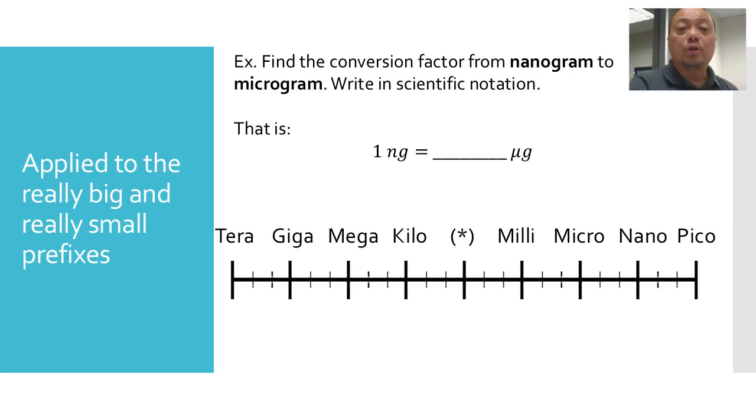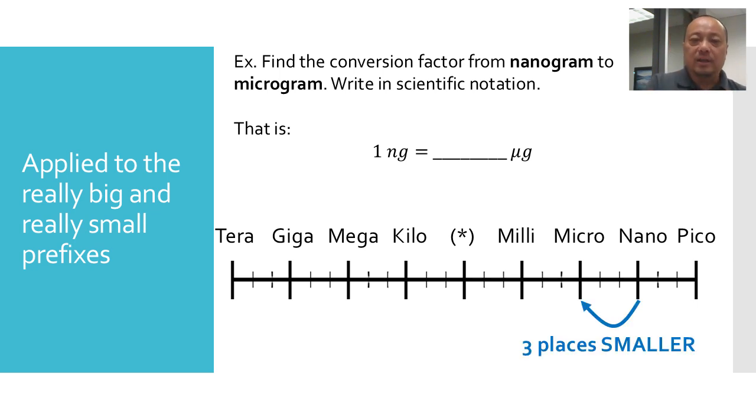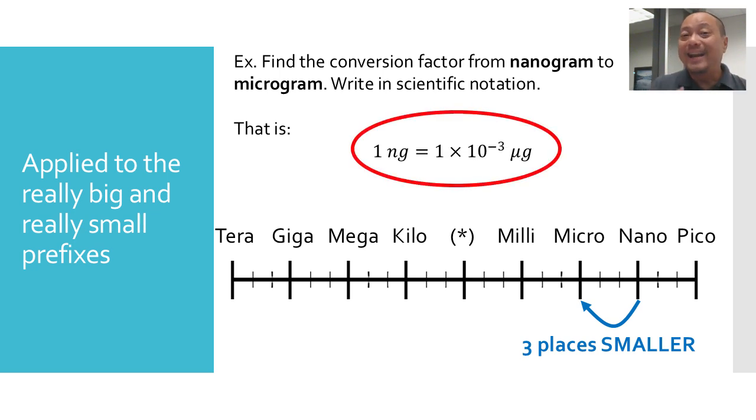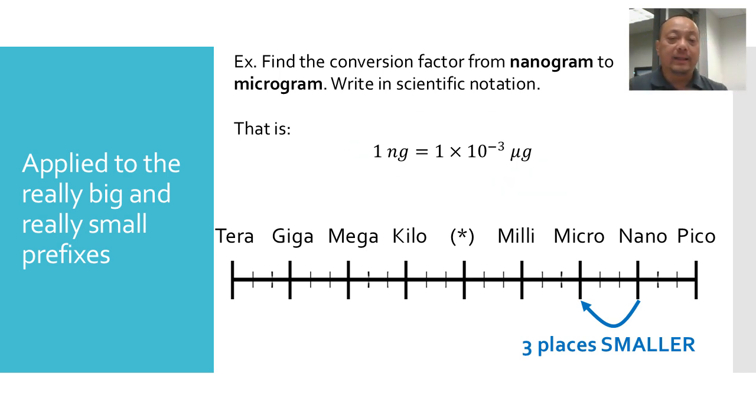Let's do one the other way around, from a small unit to a larger unit. Find the conversion factor from nanogram to microgram. 1 ng equals how many mu g? It is 1,000 times smaller, 3 places smaller. Therefore, it's 10 to some kind of exponent 3. What kind of exponent? Because it's smaller, it's a negative exponent. 1 times 10 to the negative 3. And that would be the conversion factor from nanogram to microgram.